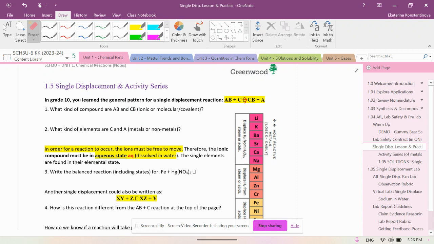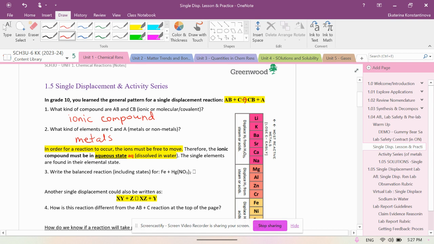Well, in order for us to be able to displace something and for a reaction to occur, the ions must be free to move. So it has to be an ionic compound reacting with a metal, if its cation displaces a cation, or an ionic compound with a halogen reacting with another halogen to displace the anion. Now, looking again at this general equation, AB plus C produces CB plus A, what kind of elements are C and A? In this case, they have to be metals, okay?